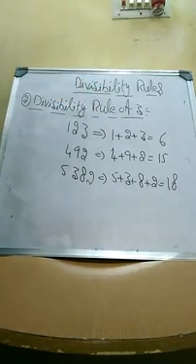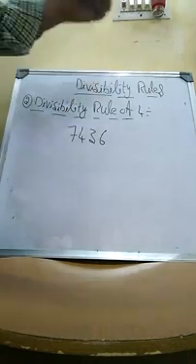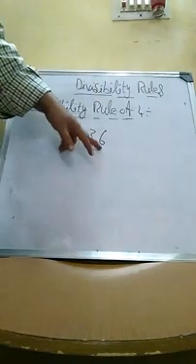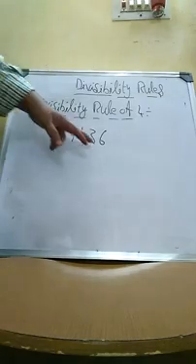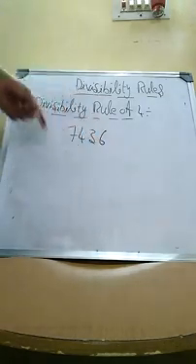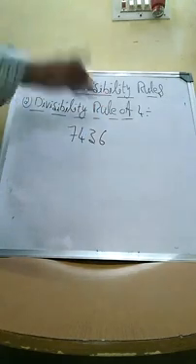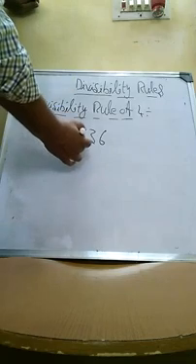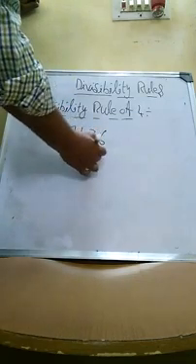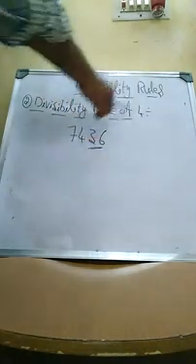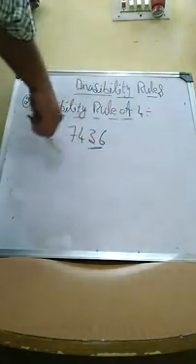Next, the divisibility rule of 4. Listen, the divisibility rule of 4 is: if the last two digits of a number are divisible by 4, then the total number is divisible by 4. What is the one number I have taken here? 7436. The last two digits are 36. 36 is divisible by 4, 4 9s are 36. So this number is divisible by 4.